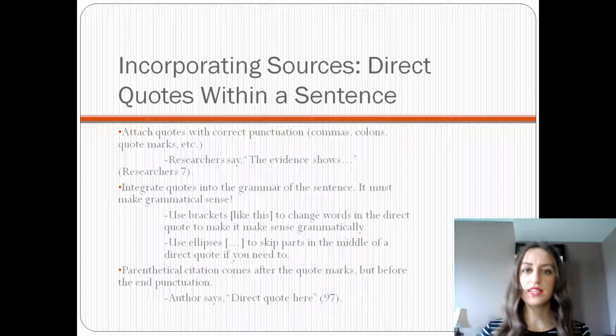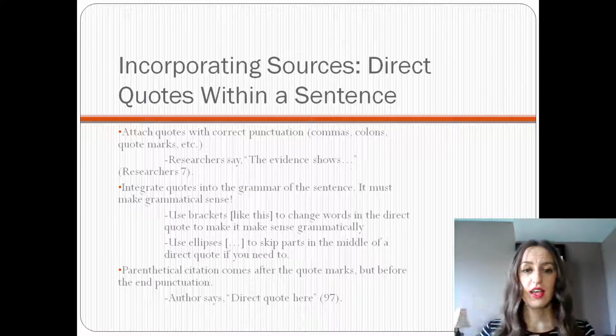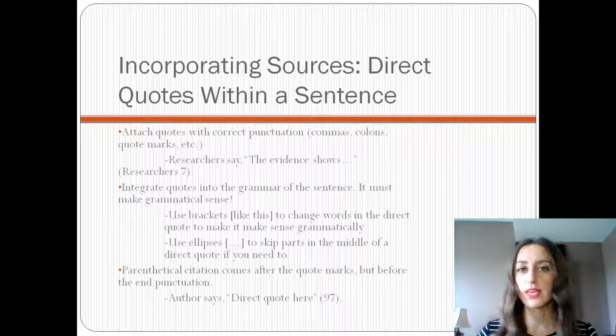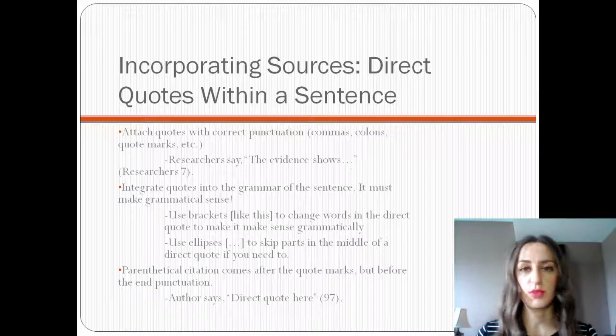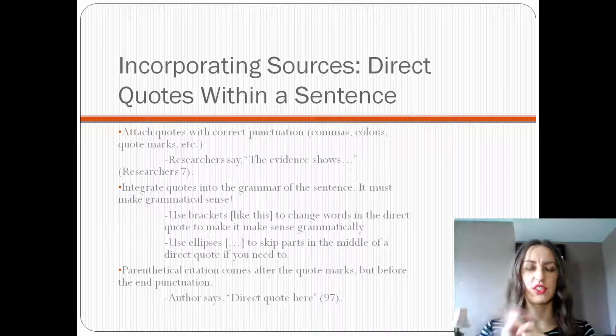You may need to actually change some things in the quote itself to make the sentence have correct grammar. So there's sort of two ways to do that. The first way to do that is to use brackets. You'll see those are the brackets, those square brackets, to change words that are in your direct quote to make it make grammatical sense. Any reason you may need to change a word in your sentence, you use those brackets, and that indicates I've changed this word just a little bit.